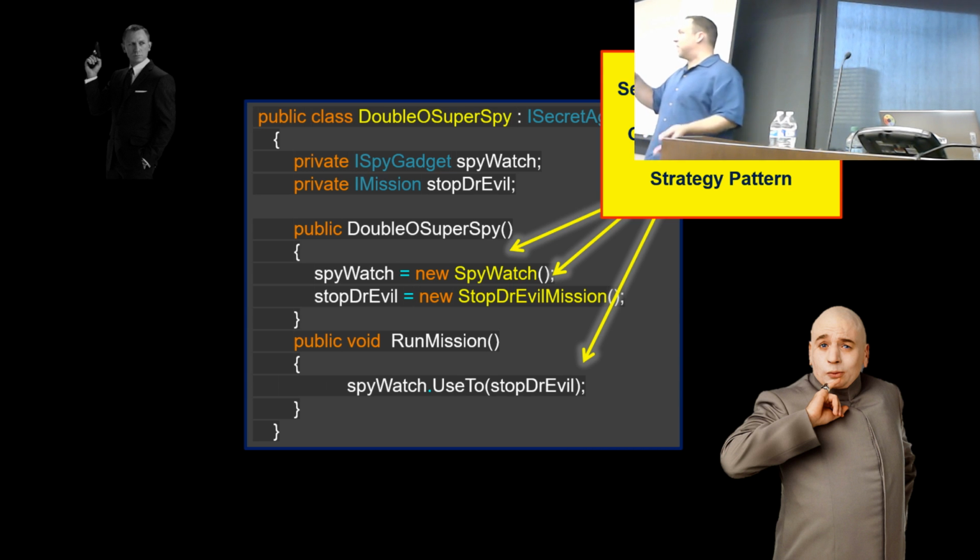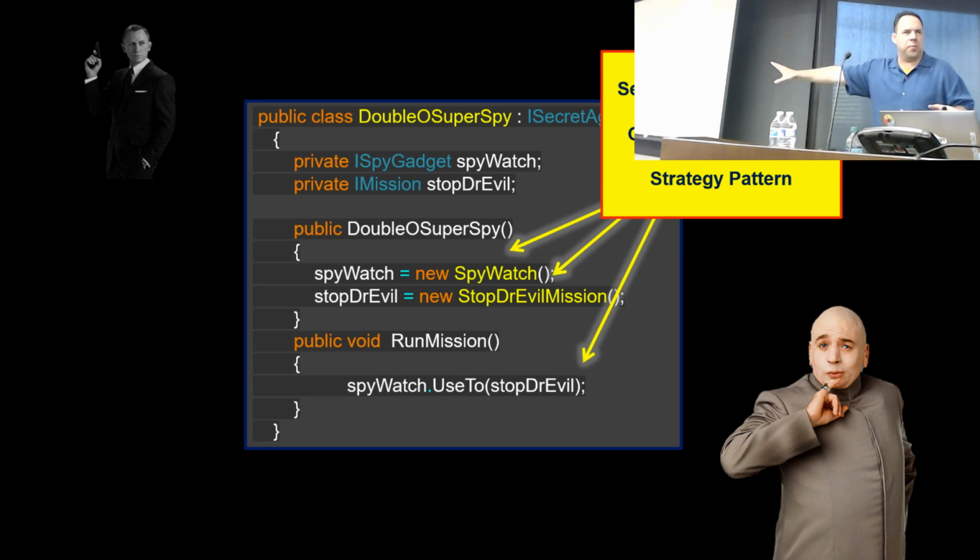It's like if I want to test does the spy watch work, I need to be on a mission in the field to test it. Because they're just one big thing. Now, if I start breaking them apart, I can say, does this spy watch work? I don't need a mission. I don't need some evil person I'm trying to stop. I can look at the thing in isolation.